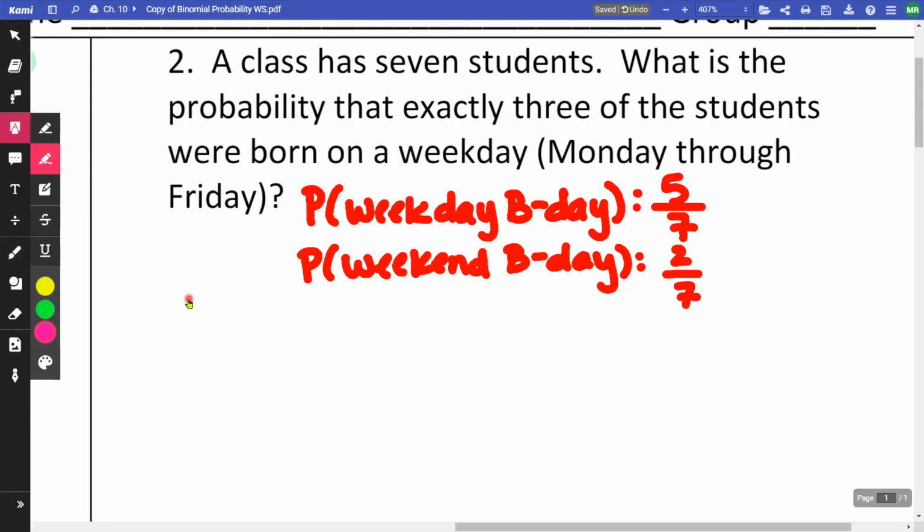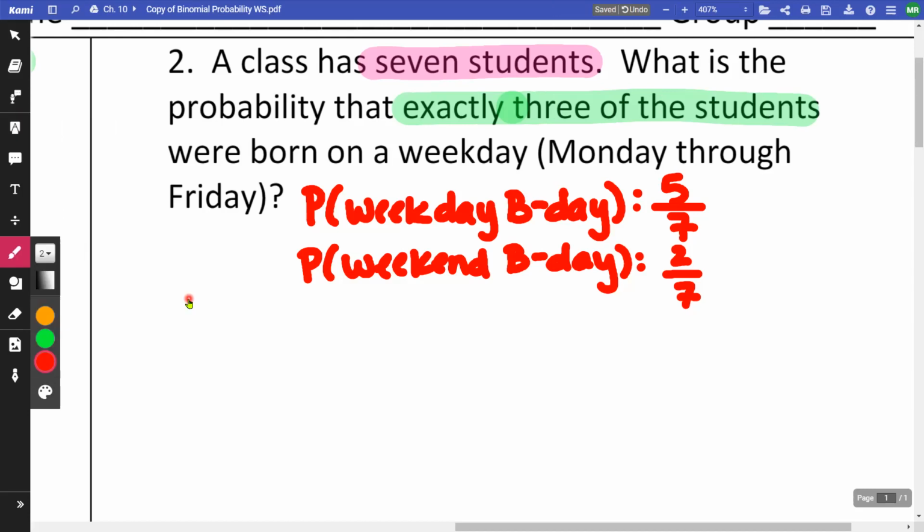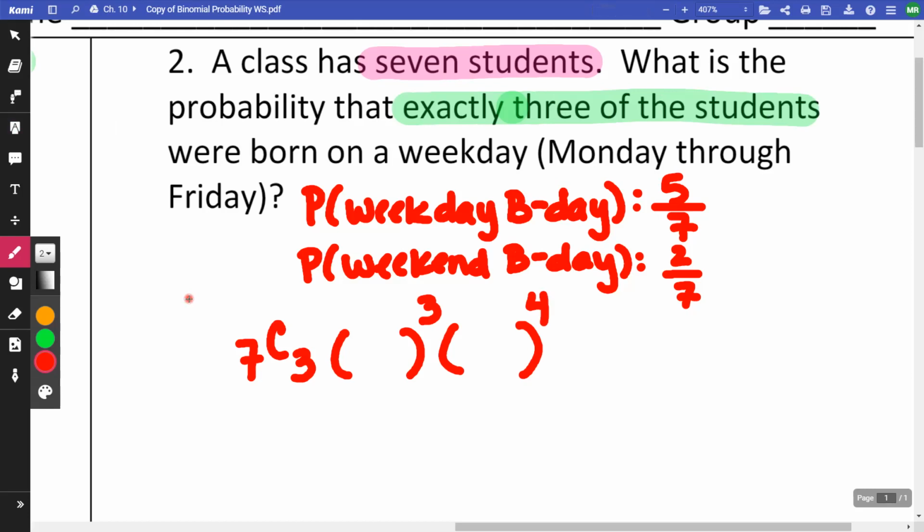Now, we always want to pay attention to the wording. So in this case, there are 7 students, and we want exactly 3 of the students to be born on a weekday. So in this situation, with 7 students, we're going to go 7 choose 3 times our probability to the power 3 times our probability to the power 4, since 3 plus 4 makes 7. So I'm going to have 5 sevenths and 2 sevenths. So I'm going to put this into the calculator.